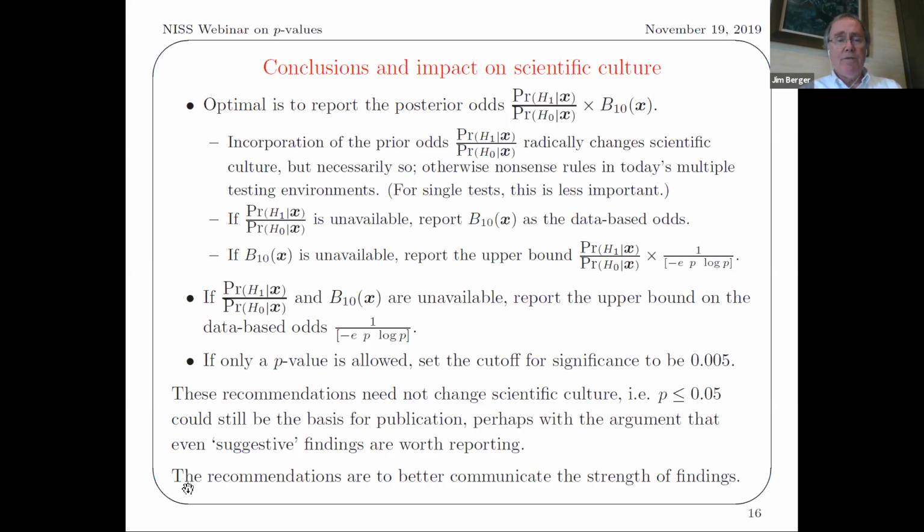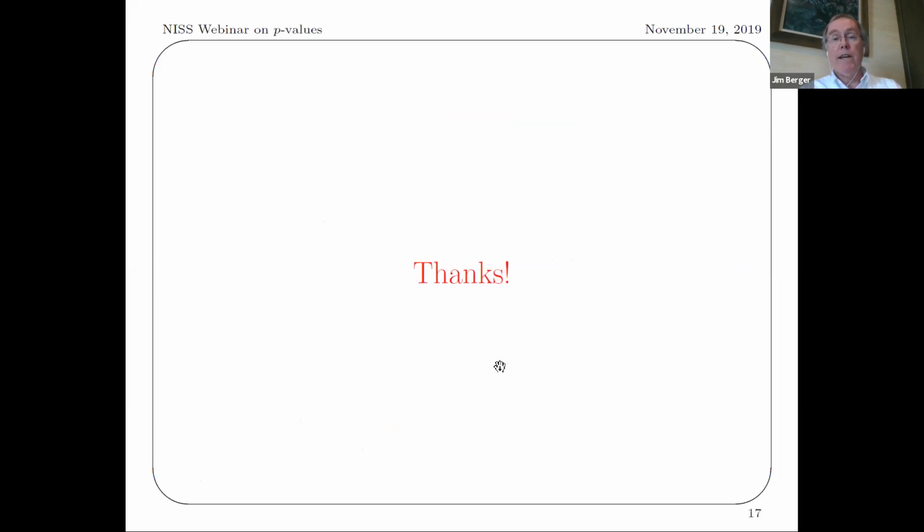And the final comment I would make is that with these recommendations we're not thinking of immediately changing scientific culture. We're thinking of them as providing a better way to communicate the strength of findings. So you can still have a paper that reports the p-value, but it also reports -1/(e p log p). And then people have a much better idea as to what is the evidence from that study. So thank you.